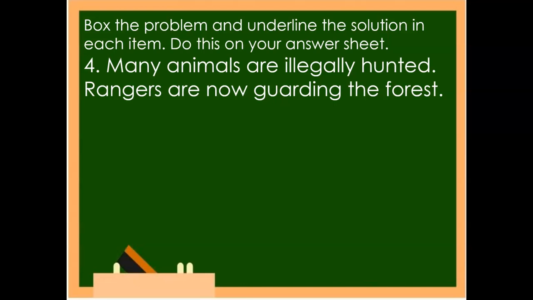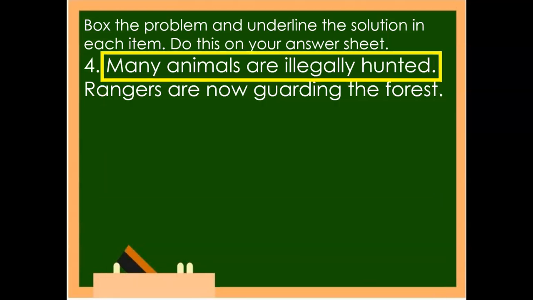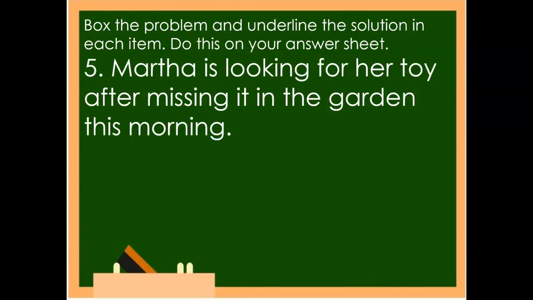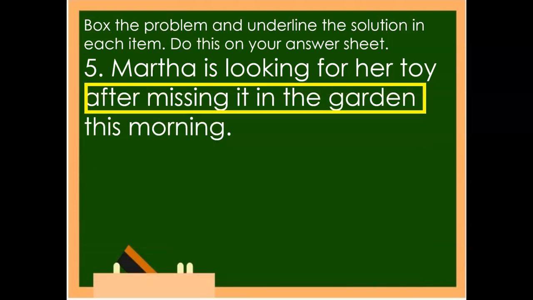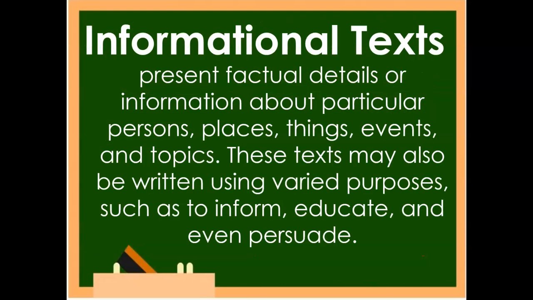Next is many animals are illegally hunted. Rangers are now guarding the forest. So the problem is many animals are illegally hunted, and the rangers are now guarding the forest is the solution. Next is Martha is looking for her toy after missing it in the garden this morning. So the problem is she missed it in the garden. Okay. And the solution is Martha is looking for her toy.